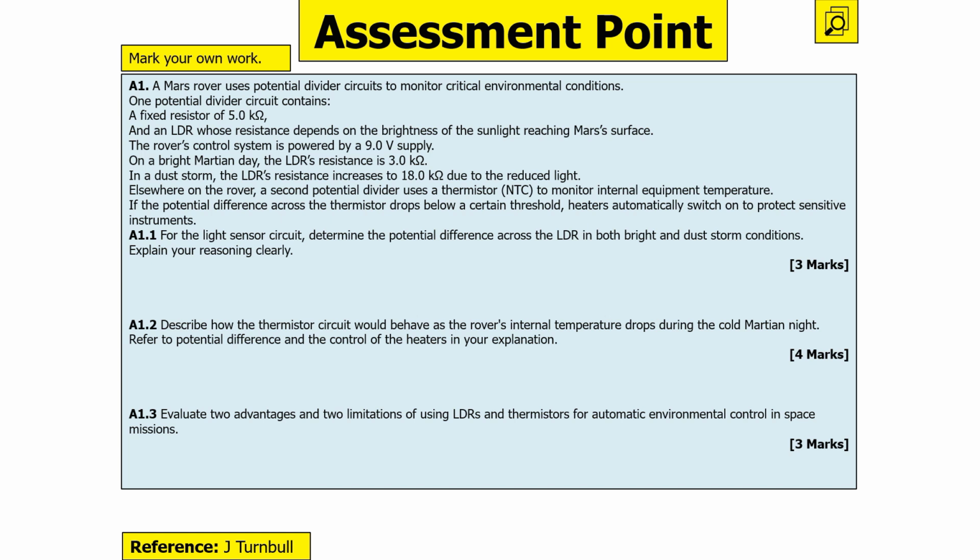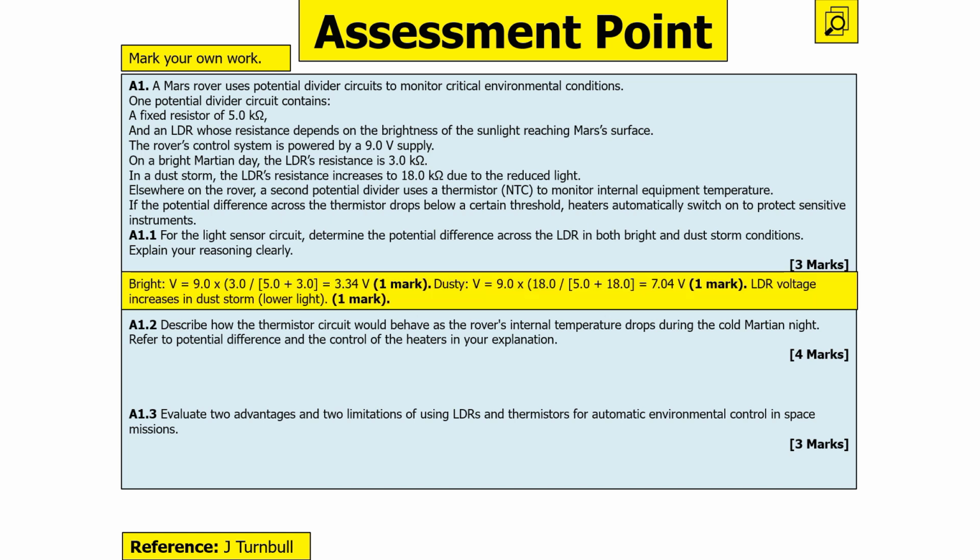So in our first question, once again, we've got to use the potential divider equation. So in bright conditions, we can work it through to be 3.34 volts. In dusty conditions, we work it through to be 7.04 volts. So this tells us the LDR voltage or potential difference will increase in the dust storm as the light lowers.